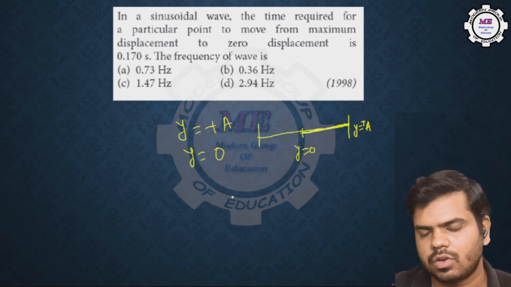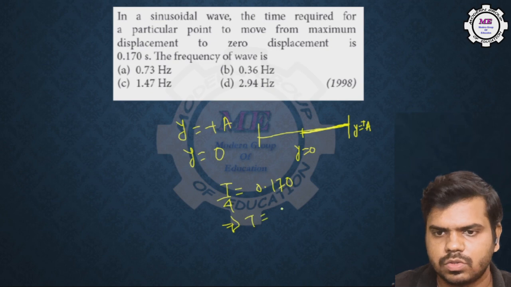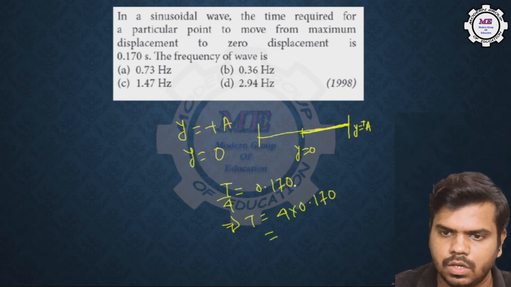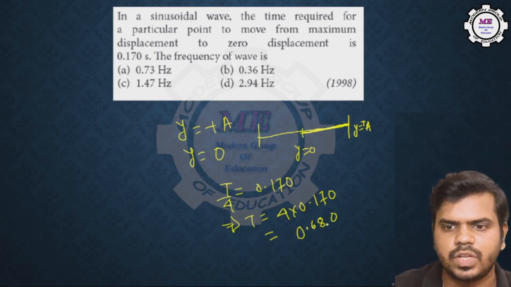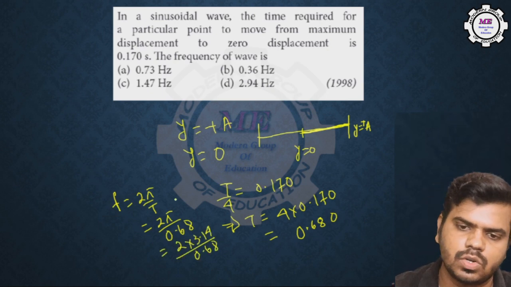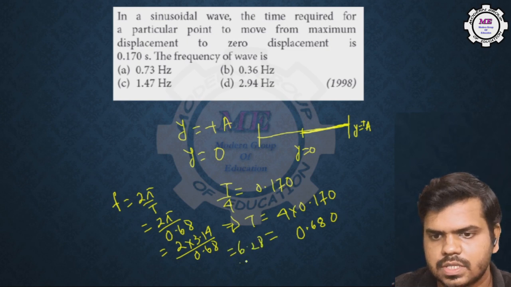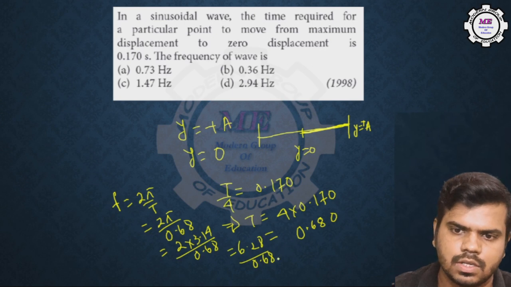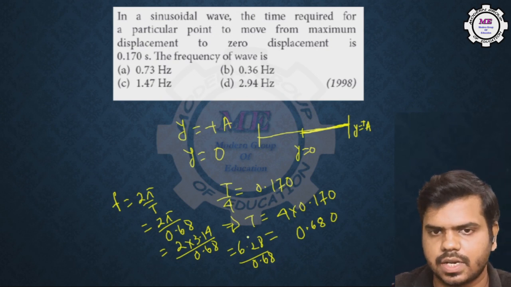How is it T by 4? You can comment below, I will surely reply with the answer. T by 4 is equal to 0.170 second. So T will be 4 into 0.170 second, that is 0.680. So frequency will be 2 pi by T, that means 2 pi by 0.68. It will be 2 into 3.14 by 0.68, which is 6.28 by 0.68. You have to calculate this. The answer will be 1 point something. Yes, it will be 1.47. So option C is correct.